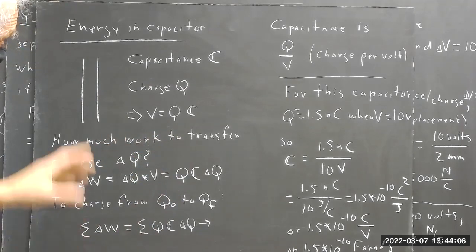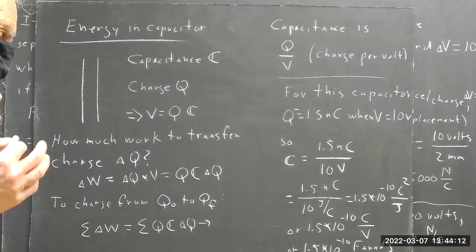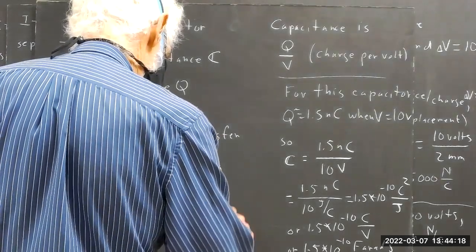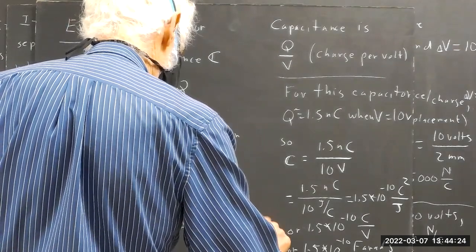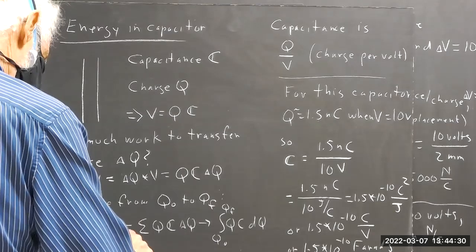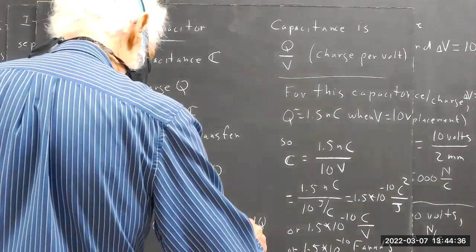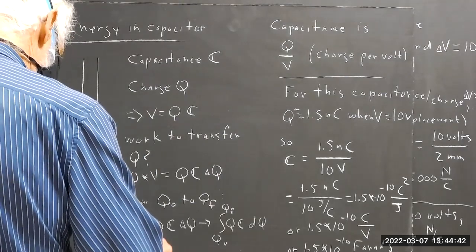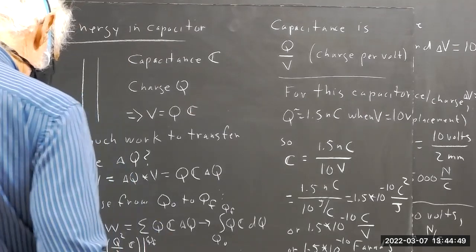You read about it in the book, but from everything we've done, partitioning intervals and so forth, it should be easy enough for you to relate this to the fact that this is just going to approach the integral from Q naught to Q final of Q over C dQ. And that's going to be Q squared over 2 times C, evaluated between Q naught and Q final.